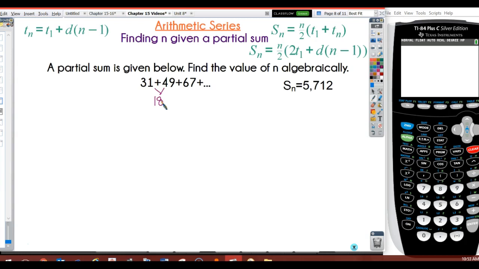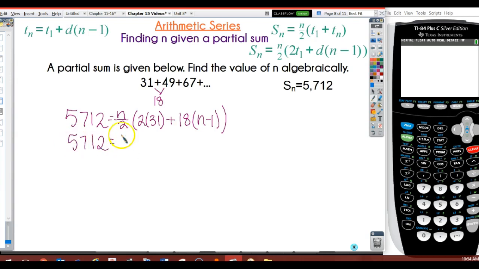So I'm going to go ahead and set my partial sum equal to the second partial sum formula. So n divided by 2 times the first term, 31, plus my common difference times n minus 1. From here, I'm going to have to combine like terms. So I'm going to leave this number alone off to the left. I'm going to ignore the n over 2 for right now. This will end up giving me 62. And I'm going to distribute through this 18. So I will have 18n minus 18.